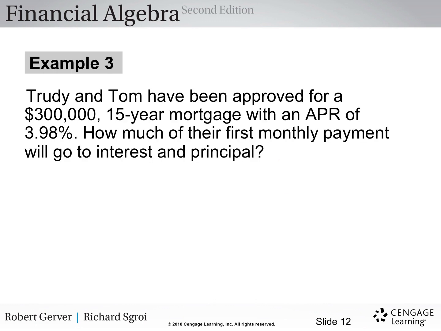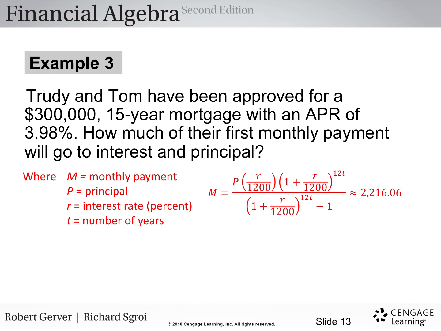All right, so let's move on. Trudy and Tom have been approved for a $300,000 15-year mortgage with an APR of 3.98%. How much of their first monthly payment will go to interest and principal?